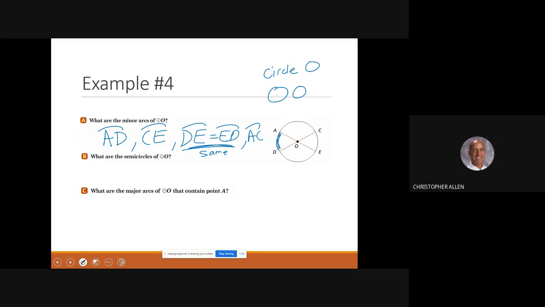Semicircle. I'm not even going to tell you this one. Can anyone tell me what a semicircle is on this particular circle? Which one is a semicircle? Tomas. DC. Now, here's the thing. For this one, I'm going to write it this way. Does anybody know why I use 3 letters here? Could I have just written DC, like Tomas said? Why not?